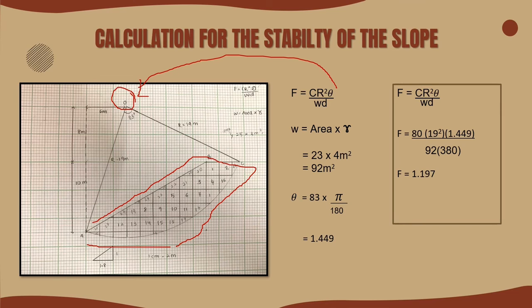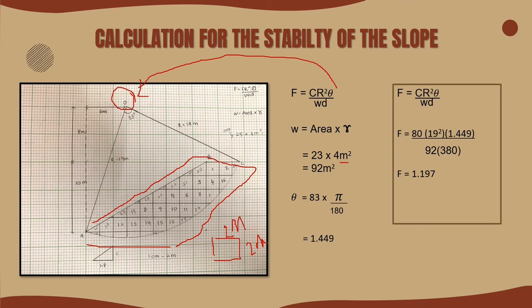23 ini kami darabkan dengan 4 meter square. 4 meter square ini kerana kami menggunakan 1 cm bersamaan dengan 2 meter. Oleh itu di sini merupakan 2 meter dan di sini merupakan 2 meter juga. Oleh itu ini membawa sebab kepada kami mendarabkan nilai 23 didarabkan dengan 4. Kami mendapati nilai sebanyak 92. Oleh itu, nilai W kami bersamaan dengan 92 meter square.